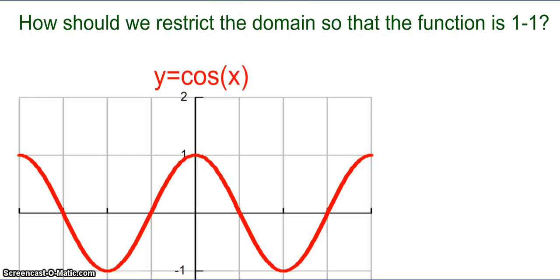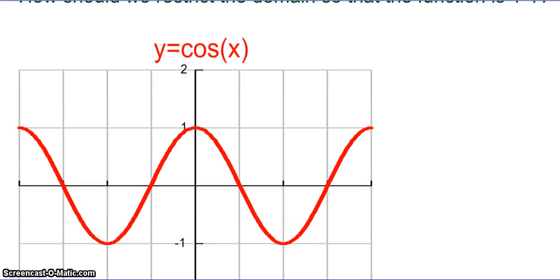So here, look at this is our cosine function. How should we restrict the domain so that the function is 1 to 1 and covers the entire range of cosine? So take a second and think about that, and then mark where you think it should be on the graph, and unpause when you're ready to check. So here we should restrict the domain to 0 to pi, including the 0 and including the pi. This covers the entire range of cosine, and it is 1 to 1.